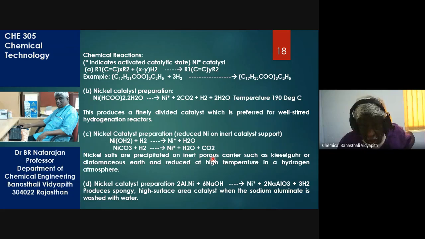Nickel salts are precipitated on inert porous carriers such as Kieselguhr or diatomite and reduced at high temperature. Nickel catalyst preparation. So see, to do this reaction, we will do this or this or this, B, C or D. Okay, so nickel catalyst may be made by aluminium nickel with caustic soda forming nickel alloy plus NaAlO3 and 3 hydrogen, which produces a spongy high surface catalyst when the sodium aluminate is washed with water.